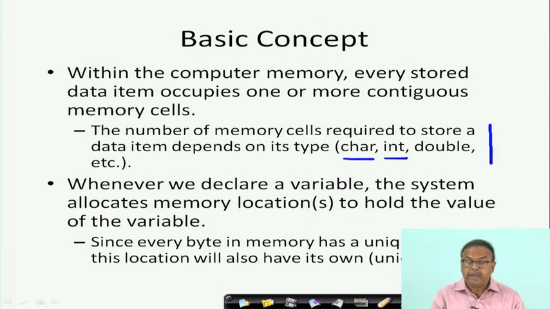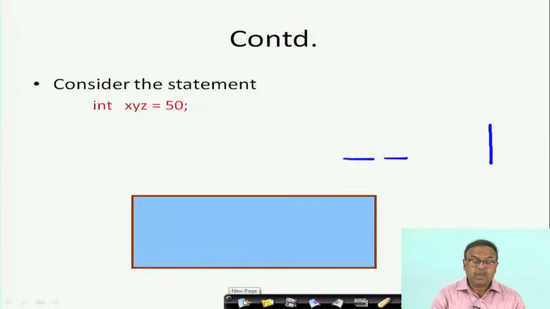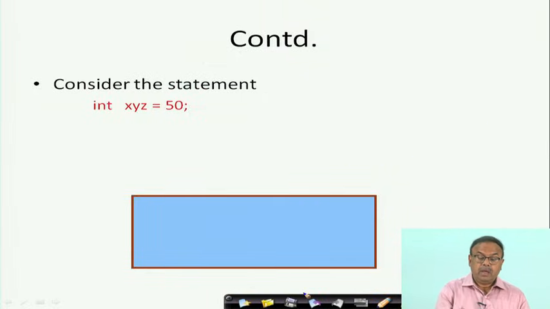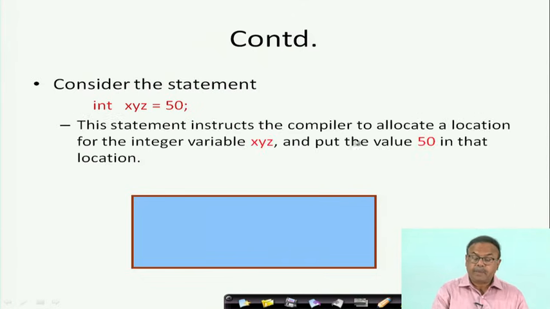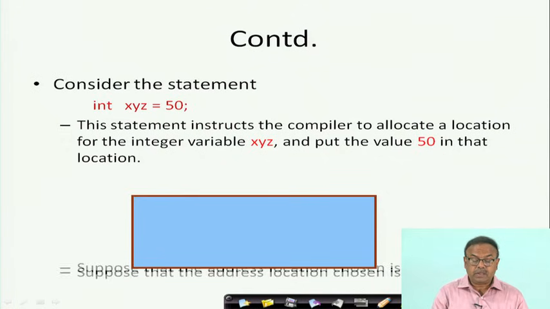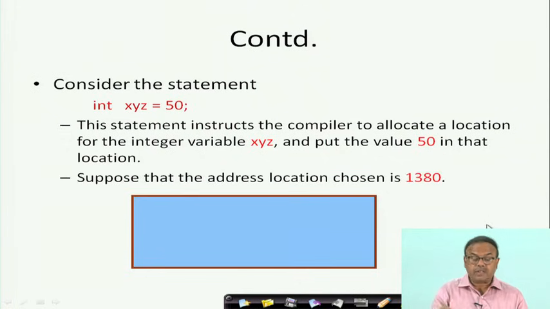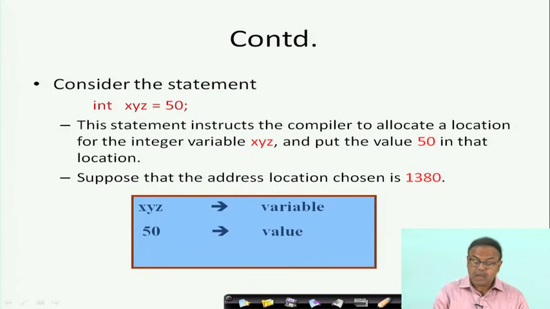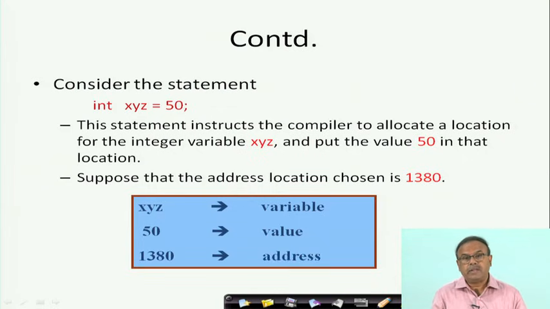Since every byte in memory has a unique address, this location will also have its unique address. Every element will have a unique address. So, let us see here the same example. Consider the statement int xyz = 50. This statement means that the compiler will allocate for this xyz some location and put the value 50 in that location. Suppose the address of xyz is 1380. Here xyz is a variable and 50 is the value and 1380 is the address of that variable.